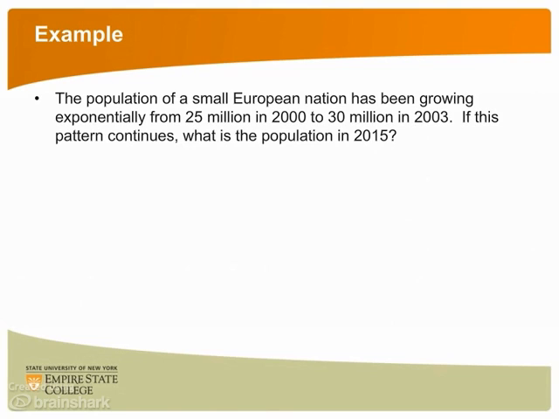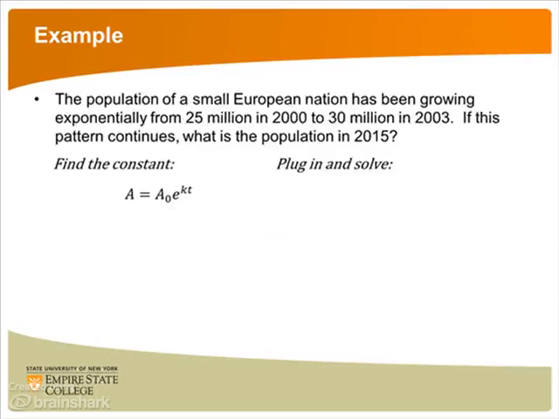Suppose we know that the population of a small European nation has been growing exponentially since the year 2000. The population in 2000 was 25 million, and after 3 years, the population was 30 million in 2003. We want to find out what the population will be in 2015. We know that the population level follows the generic exponential growth equation.